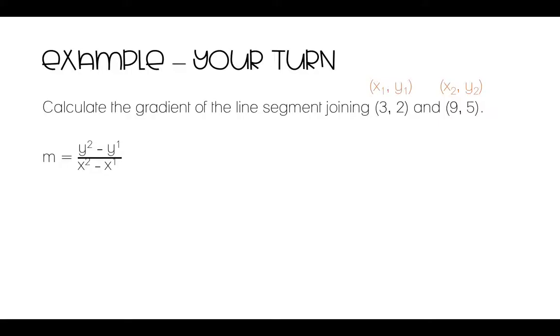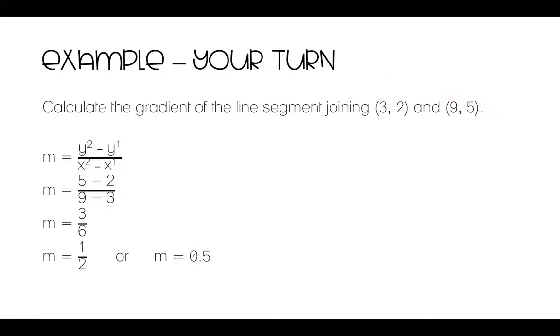So hopefully you put 5 take away 2 over 9 take away 3. M equals 3 over 6 because 5 take away 2 is 3, 9 take away 3 is 6. So we end up with 1/2 or 0.5.